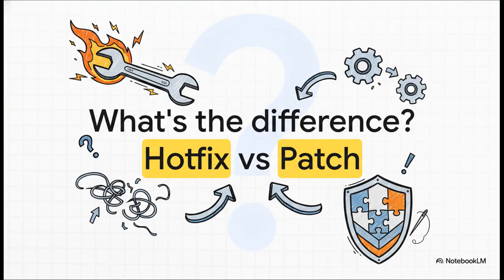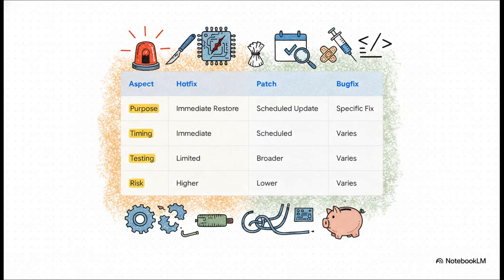You've probably heard these terms flying around, right? Hot fix, patch, bug fix. But what's the deal? They might sound like they're all the same thing, but in the trenches of software development, they are very different tools for very different jobs. This chart lays it out really nicely. A hot fix is like emergency surgery. It's rushed out the door to fix a massive, critical problem, like a security hole.